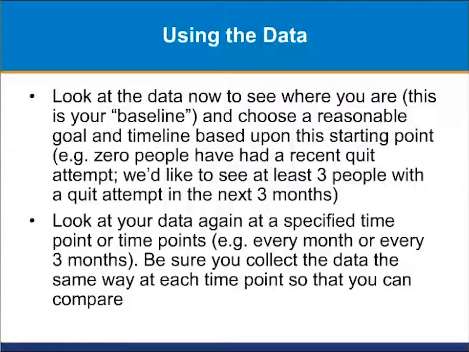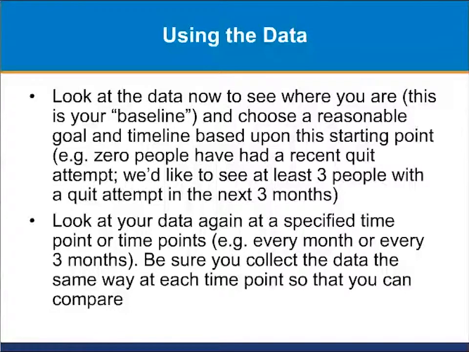Whereas if you looked at your charts and saw that 90% of people who we know smoke tobacco have it documented in their chart, that's terrific. You might want to go from 90 to 98% or 90 to 100%. So looking at your baseline data really helps you choose what a reasonable goal is. And then you'll look at your data again at specified time points.